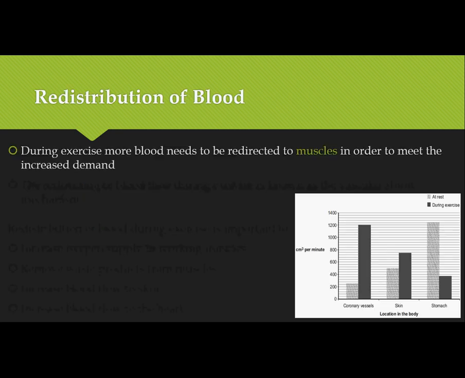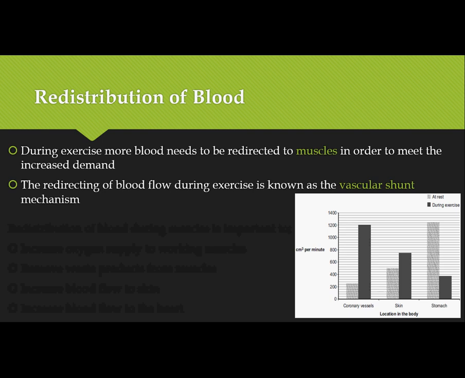difference. So firstly, the muscles when we're exercising need a lot more oxygen, so therefore they need more blood getting to the muscles a lot quicker. This is known as the vascular shunt mechanism, where blood is rediverted from areas of the body where we don't need it to those working muscles and other areas that require it during exercise. Now, redistribution of this blood is really important during exercise.